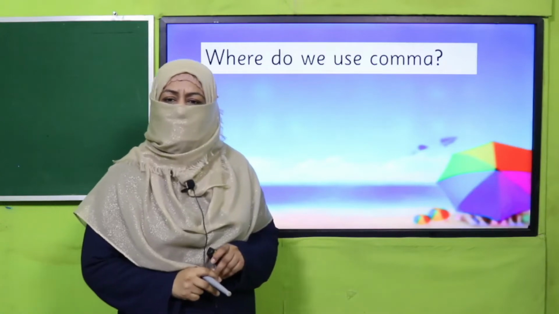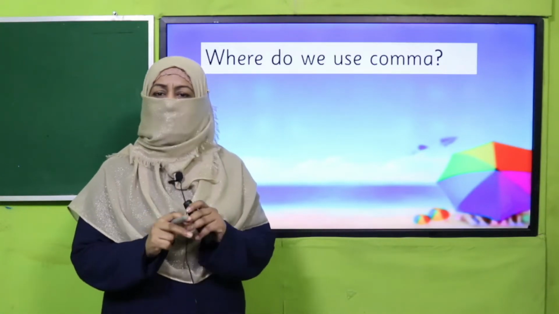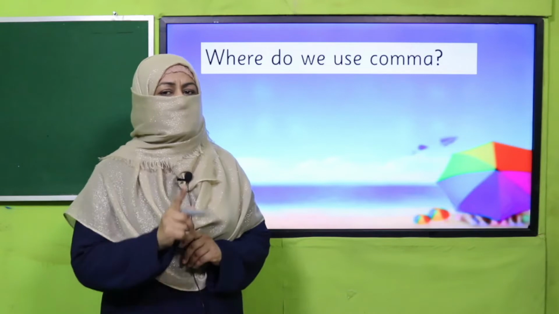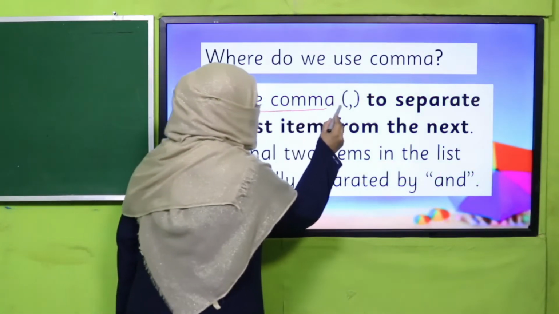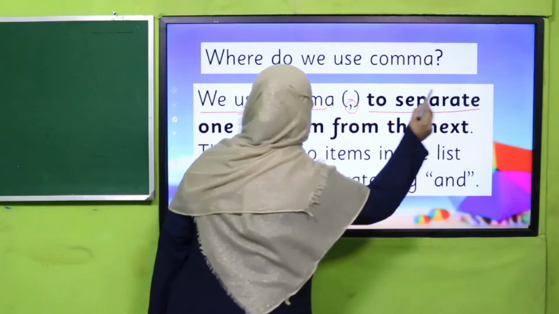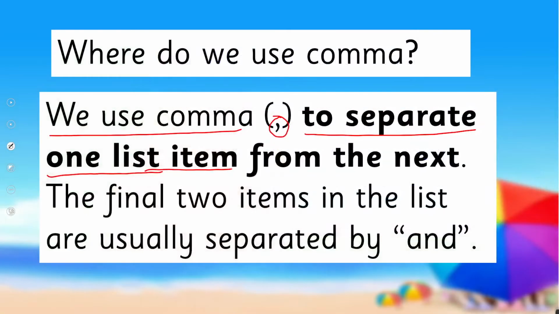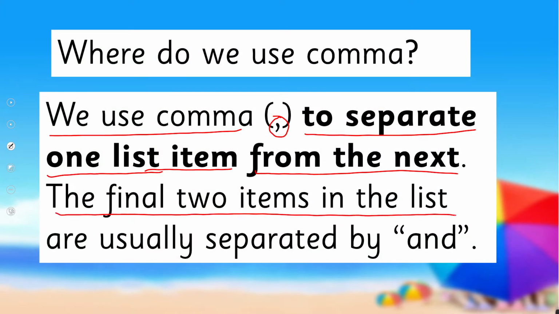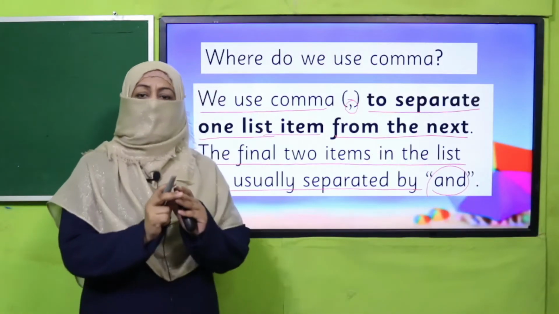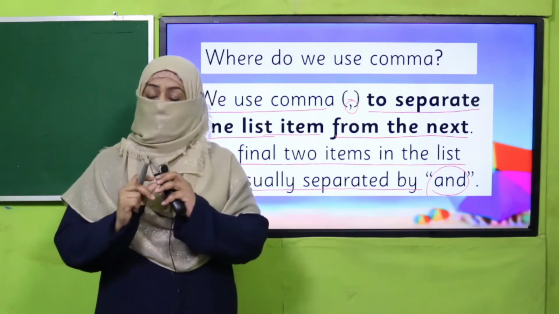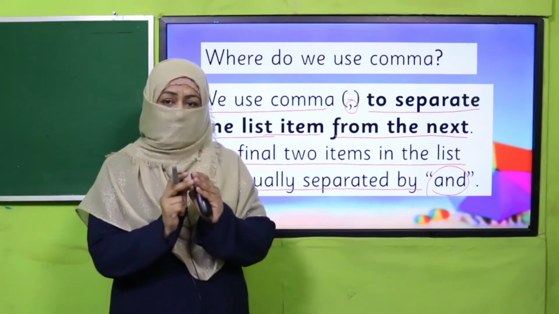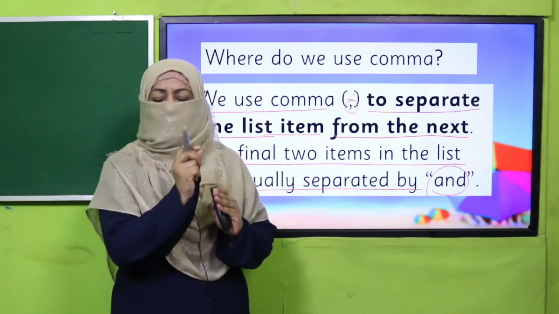Beta, there are many uses of comma, but for your grade, for this lecture, we will discuss just one use. And what is that? We use comma to separate one list item from the next. The final two items in the list are usually separated by and. What does it mean? We are writing a list in a sentence. So there are many things we want to write, so we separate them by putting a comma.